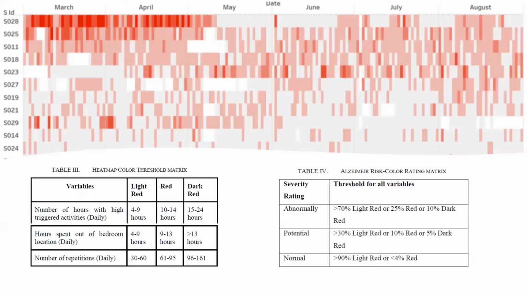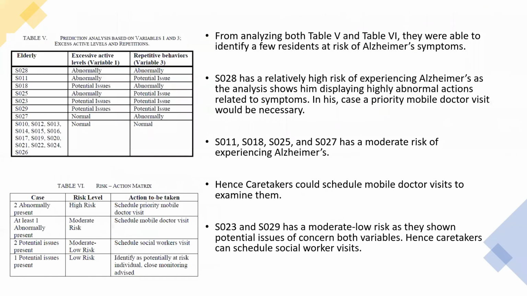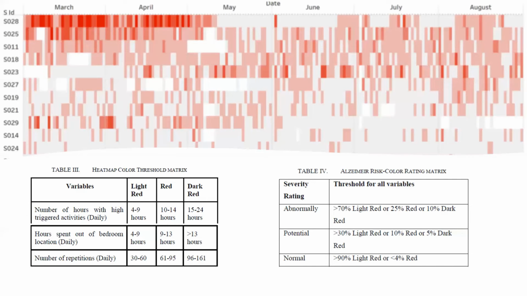an elderly would be considered abnormal if they were greater than 70% light red, or greater than 25% red, or greater than 10% dark red. Continuing on, potential of having Alzheimer's, if they were greater than 30% light red, greater than 10% red, or greater than 5% dark red. And then normal, they didn't have Alzheimer's, they were just normal. They would have to be greater than 90% light red, or less than 4% red.